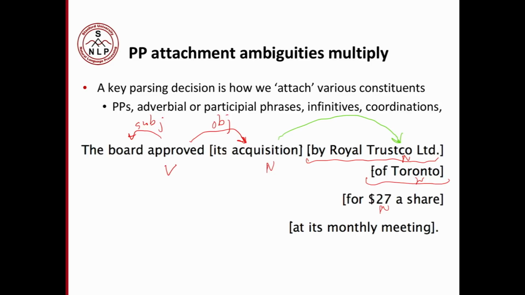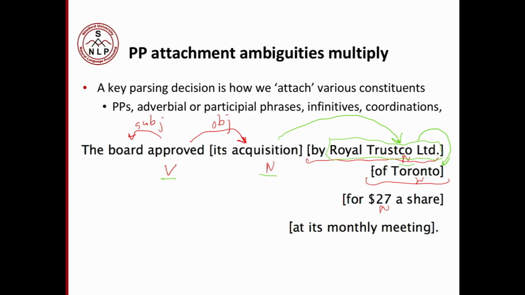Okay, now we want to do of Toronto, and we have three choices. It could be this, this, or this. So of Toronto is modifying... acquisition of Toronto? No, I think that's the wrong answer. Is there another guess for what of Toronto is modifying? Royal Trust Co, right. So it's Royal Trust Co Limited of Toronto. So this of Toronto is a dependent of Royal Trust Co Limited. And Royal Trust Co Limited, that's again sort of this noun phrase, so it can also have modifiers by prepositional phrase.